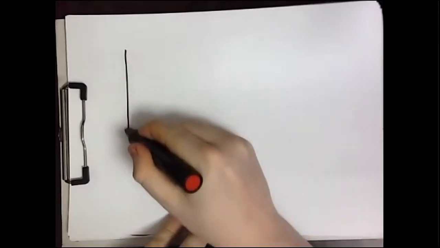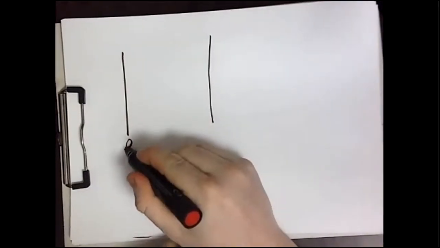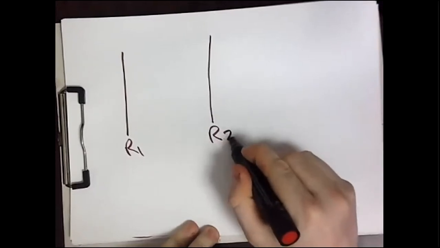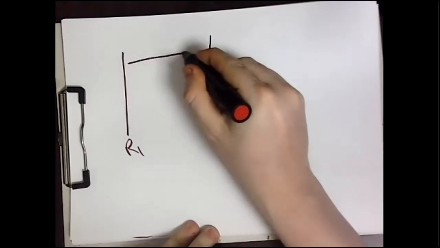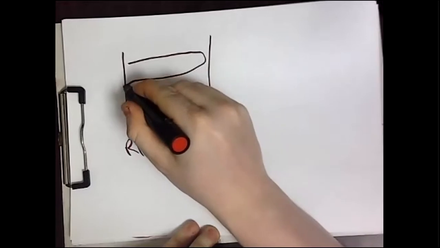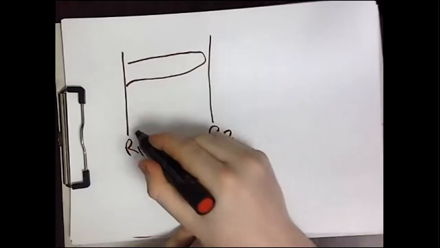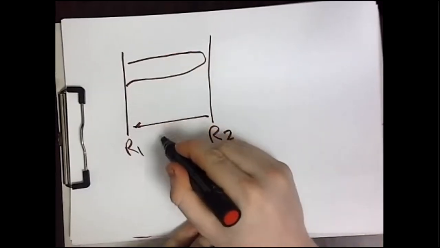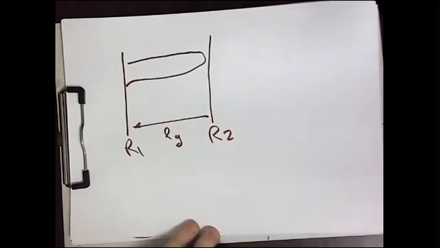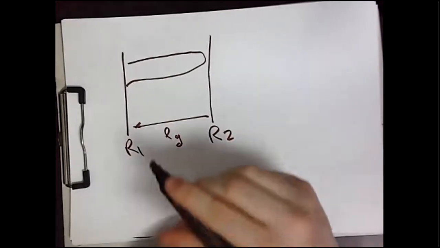Okay, so let me start with the previous case where we have two mirrors. This is R1 and this is R2. And your light is propagating in this manner. So this distance, let's call it Lg, to use the same terminology of this chapter.